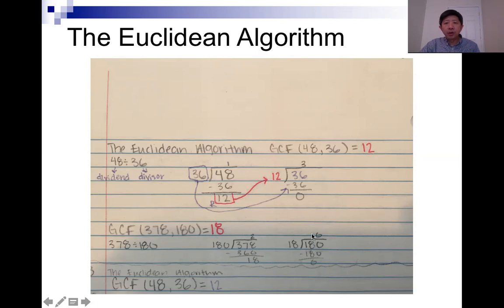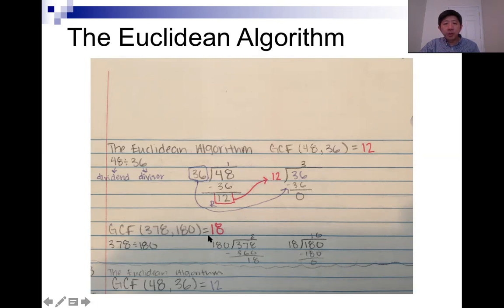So therefore, you take 180 divided by 18. The answer will be 10. So the quotient is 10, and we have a remainder of 0. Are we done? Yes. Once we have a 0, that means we found the GCF. That will be the GCF.